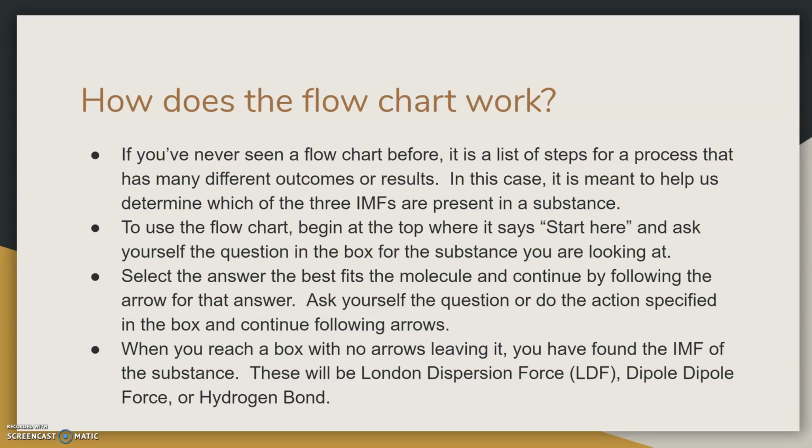Select the answer that best fits the molecule and continue by following the arrow for that answer. Ask yourself the question or do the action specified in the box and continue following the arrows. When you reach a box with no arrows leaving it, you have found the IMF of the substance. These will either be London dispersion forces, dipole-dipole forces, or hydrogen bonds.